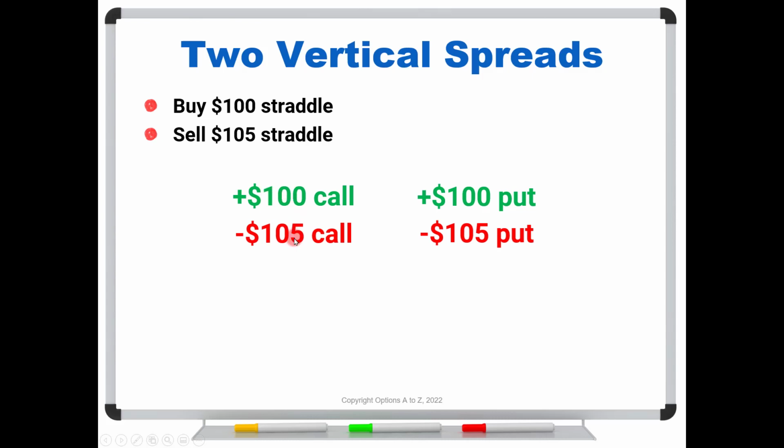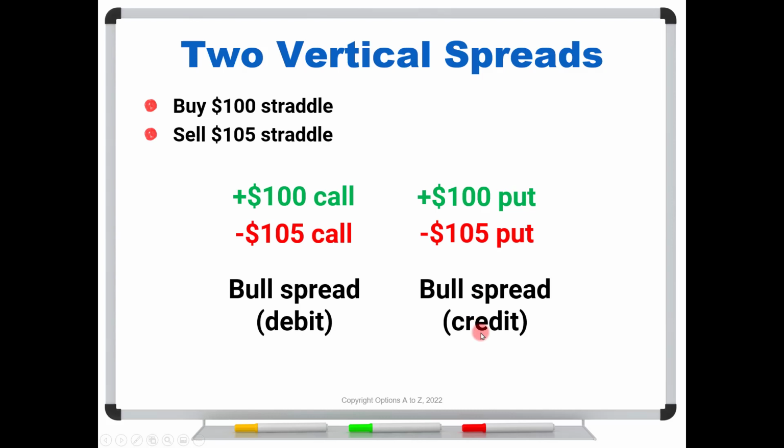If you're long the 100 call and short the 105, that is a bull spread. It's long the 100-105 bull spread. It's a debit spread. And over here, if you're long the 100 put and short the 105 put, it's also a bull spread. It's a credit spread. You would just be short the 100-105 put spread. But notice that they're both bull spreads, and that's why we end up with 200 deltas between the strikes.